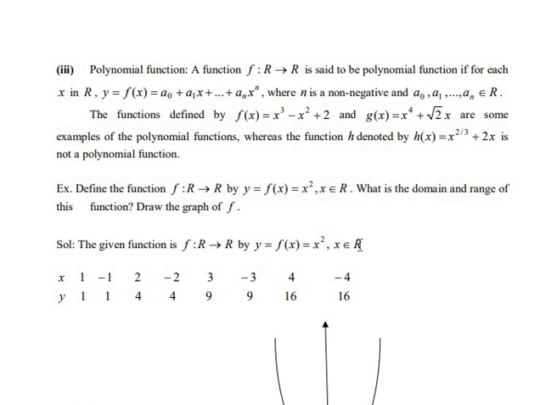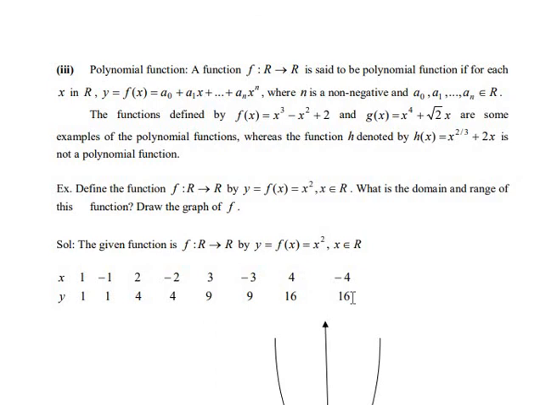Now let's draw the table. So in this table, first we have to take the value of x, then we will get the value of y. Now if I take x equal to 1, then by this definition f of 1 is equal to 1 squared, which is again 1. So the value of y is equal to 1. Again if I take x equal to minus 1, then f of minus 1 is equal to minus 1 whole squared, which is 1. Similarly for 2 it is 4, minus 2 is 4, 3 is 9, minus 3 is 9, 4 is 16. Again minus 4 gives 16.